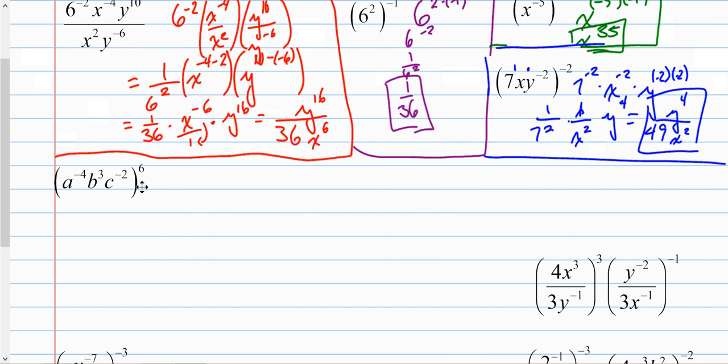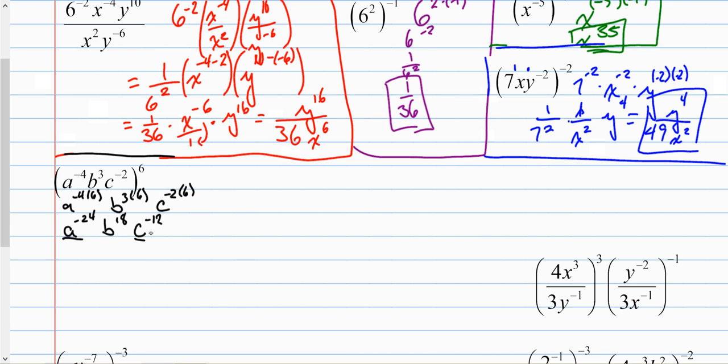This 6 is going to distribute to all 3 exponents. Now as I do that, it makes it really hard to read because of the pen. But I can write that as a to the negative 4 times 6, and b to the 3 times 6, and c to the negative 2 times 6. And I have an a to the negative 24, a b to the 18, a c to the negative 12.